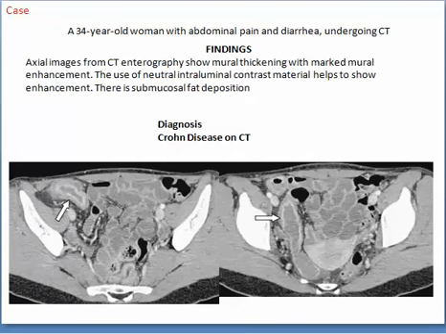The first case is this 34-year-old woman who underwent CT enterography. It presents a localized loop showing wall thickening, wall enhancement, and submucosal enhancement, and showing very luminal submucosal fat deposition and air and edema. This is Crohn's disease.